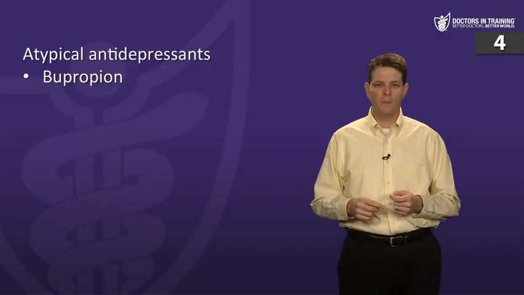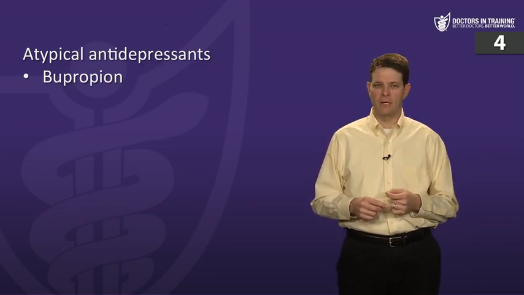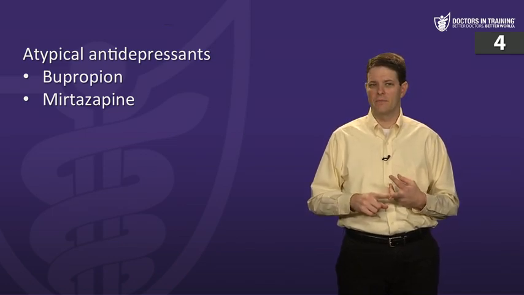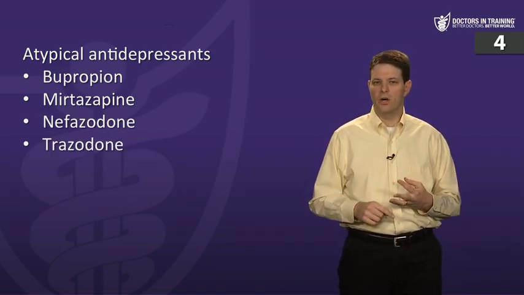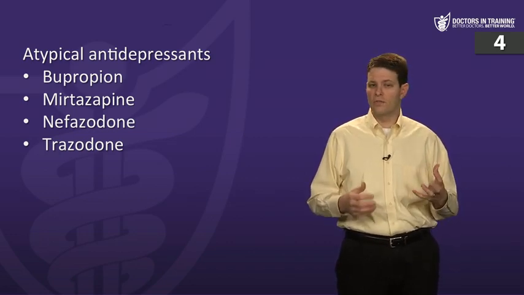The atypical antidepressant group is kind of a grab bag grouping, and it includes bupropion, which is called an NDRI, a norepinephrine dopamine reuptake inhibitor. There's mirtazapine, which is an alpha-2 adrenergic antagonist, and nefazodone and trazodone, which are called serotonin modulators. But these are all drugs that are used fairly commonly.